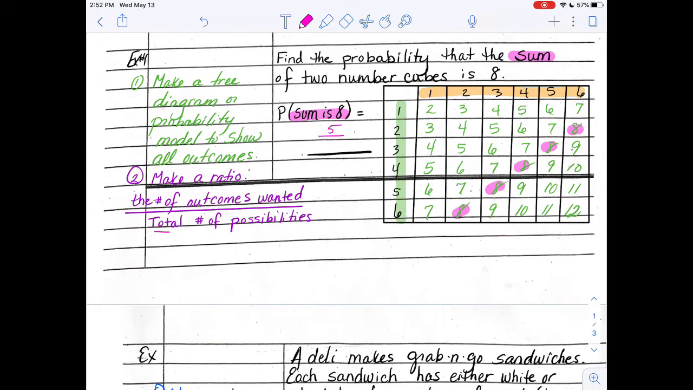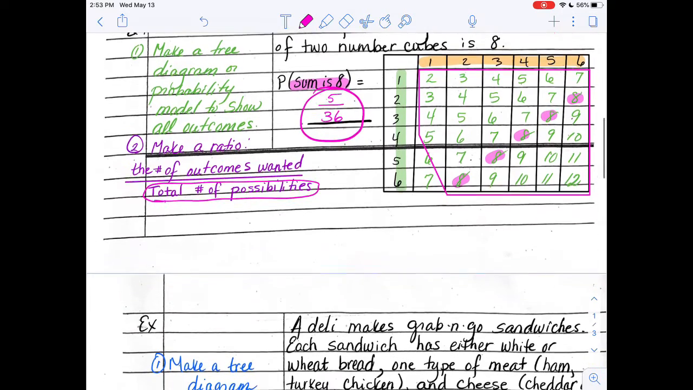Out of, and here's that total number of possibilities we've talked about, how many numbers are up there? How many different possibilities were there when I rolled 2 die and added them together? When I did that, it actually came up to be 36 possibilities. So my answer would be 5 out of 36.